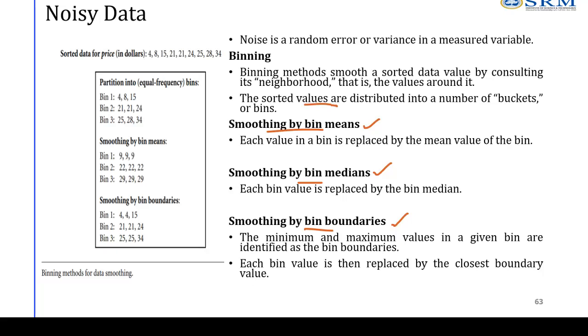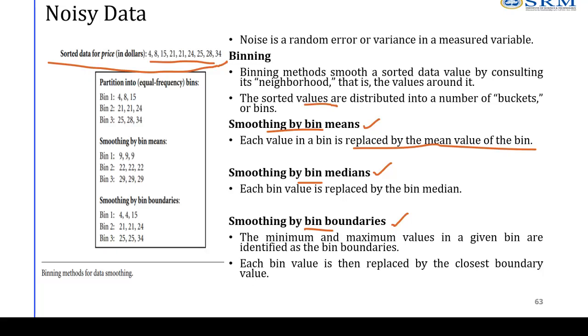From the name itself, I hope you can easily understand what smoothing by bin means, bin medians and bin boundaries are. Smoothing by bin means each value in a bin is replaced by the mean value of the bin. First of all, the data set will be arranged in sorted order. Let us take an example. This example is already in sorted, ascending order.